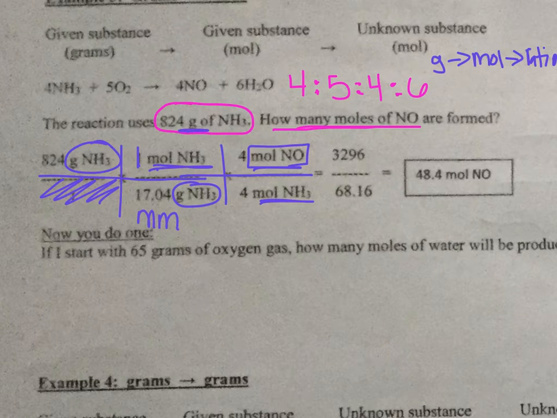Okay, and so these numbers right here, the 4 and the 4, where did those come from? The ratio, right? So your coefficient. So I had a 4 here and I had a 4 right here. That's what gets thrown in there. And then you're ready to type in.